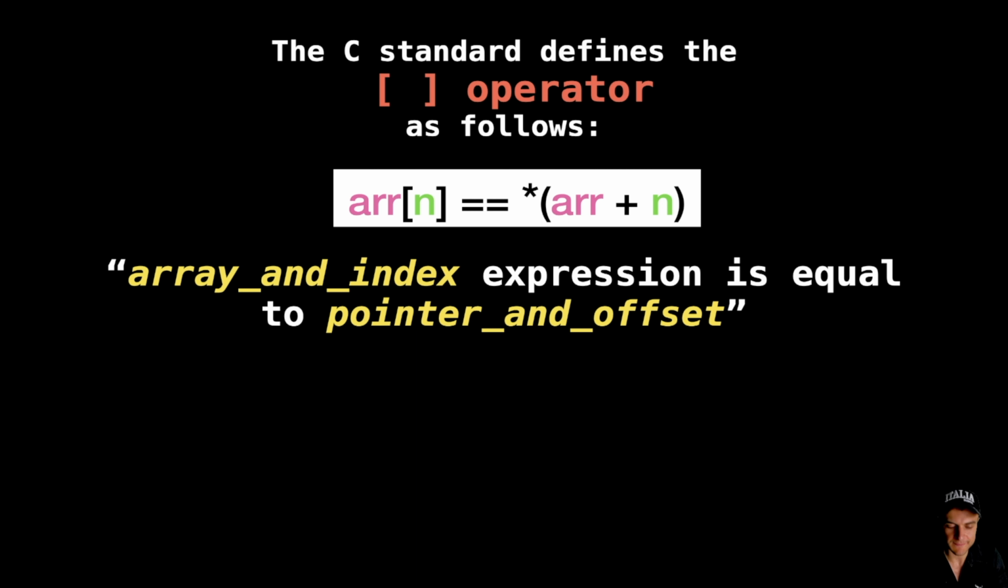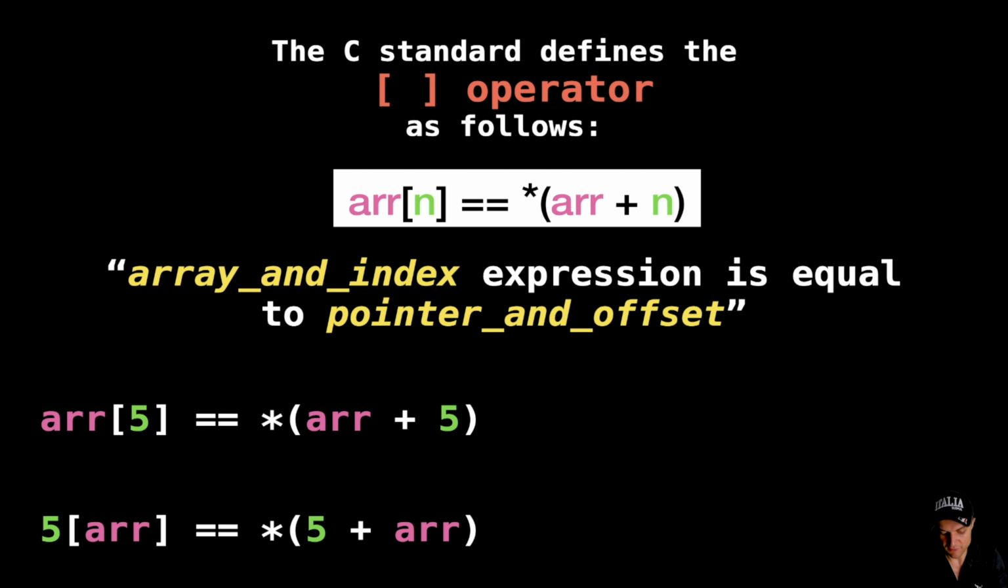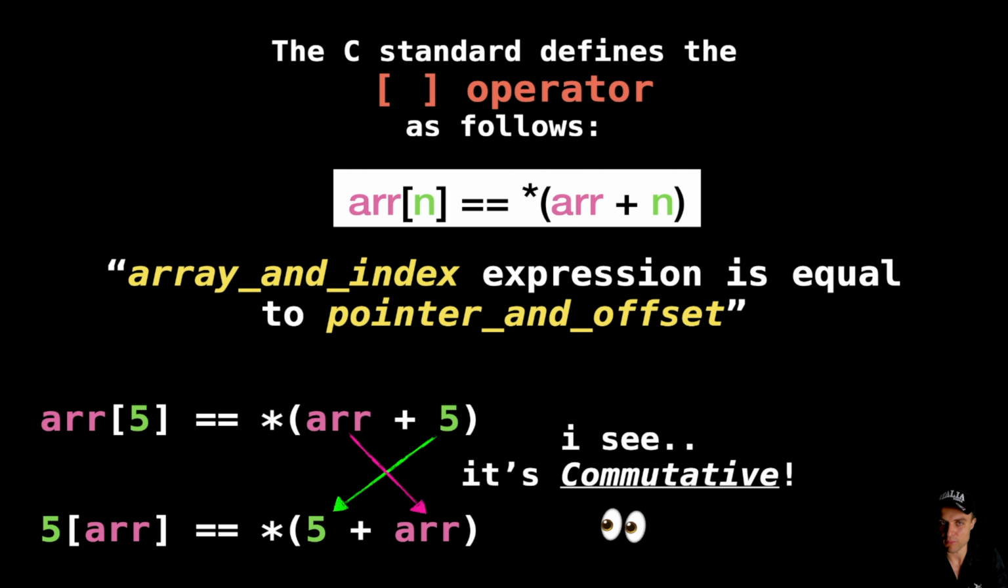So very shortly, the C standard defines the square bracket operator as dereferencing, right? So an array and index expression is equal to a pointer and offset. That's totally the same. So if I say array[5], I'm saying *(array + 5). And if I say 5[array], I'm saying *(5 + array). So you see, I'm just inverting the values. And of course, addition is commutative, and that's no problem at all. But you understand this idea, right?